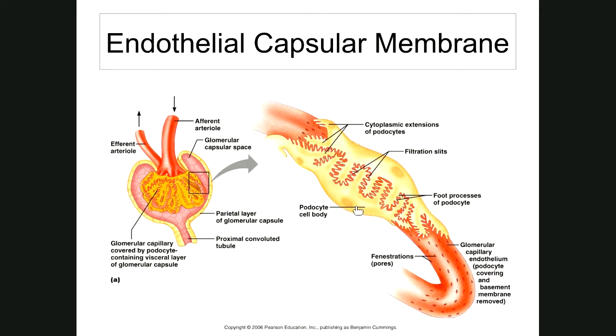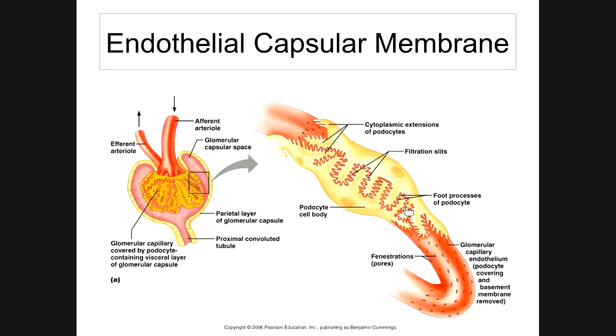Extensions from the podocytes are called pedicels, P-E-D-I-C-E-L-S. It means little feet. And when they interlock, they form what's called filtration slits. There happens to be a thin membrane called the slit membrane, which extends across the filtration slits and restricts the passage of medium-sized molecules. So there's another dialyzing membrane in these filtration slits that won't let medium-sized molecules get out.